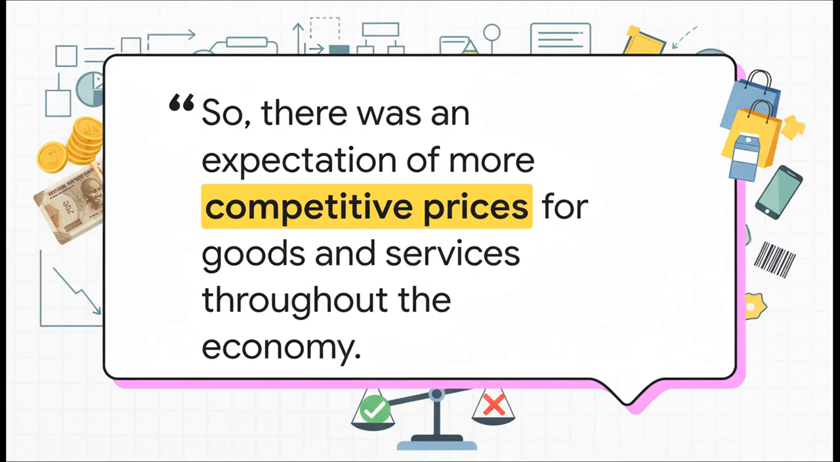This was the big sales pitch, right? By killing that cascading tax-on-tax problem and letting businesses claim credit for taxes they paid on their inputs, the whole supply chain was supposed to become way more efficient. And the logical result of that? Cheaper prices for you and me.